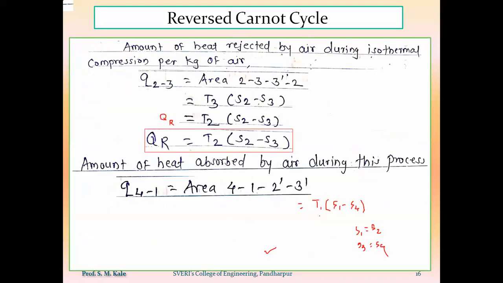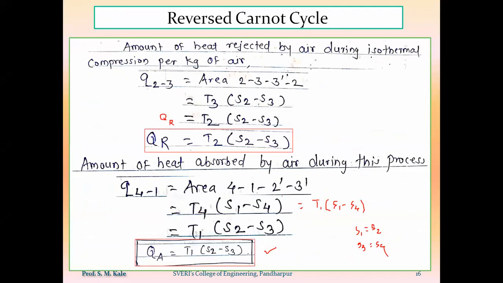So here I have done the same thing. Here I got the formula for the amount of heat absorption QA as T1 into S1 minus S4. So here instead of S1, I can put S2, and instead of S4, I can put S3. So finally, I will get the value of QA as T1 into S2 minus S3.